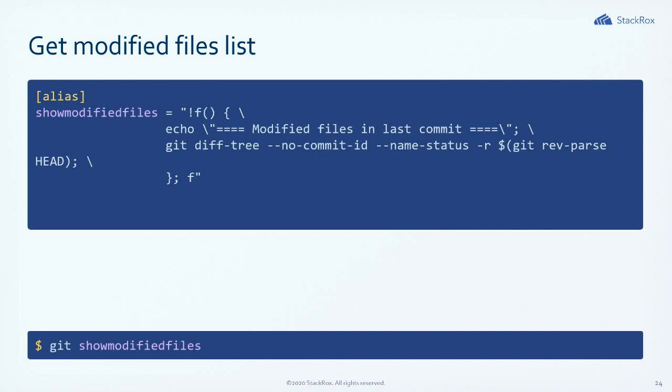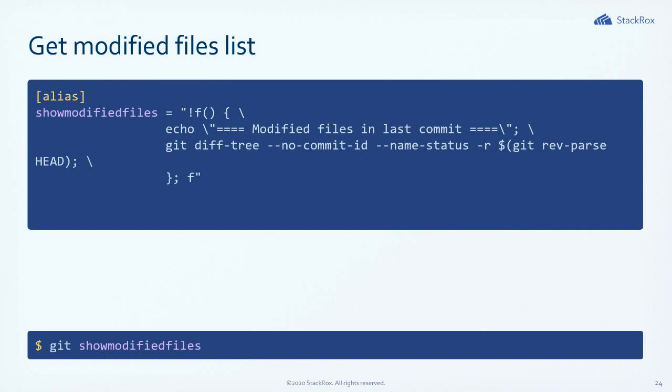So this one is show modified files. I use this especially with Git remote branch. When I download someone else's work and run this command to just show what files changed, I can easily then open it in my editor and work. So these are some of the aliases I use.